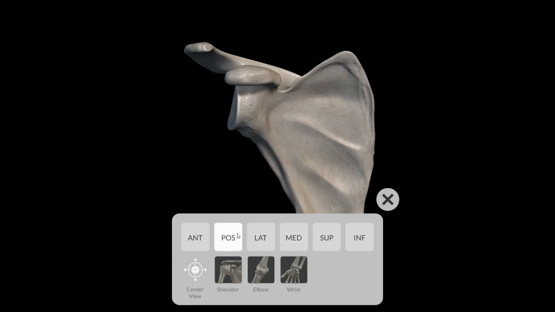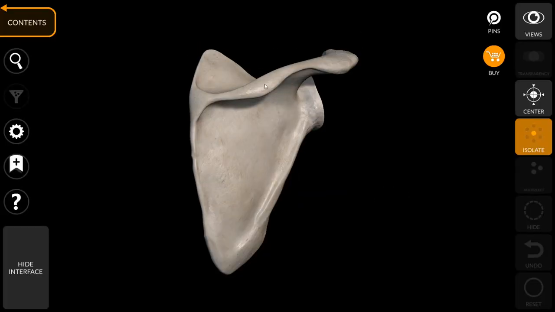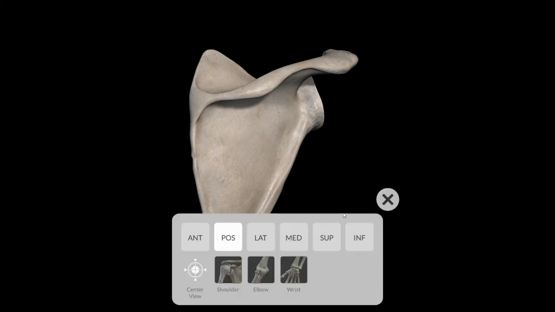Now, if we look at a posterior view of the scapula, you see there's this major ridge right here called the spine of the scapula. That spine of the scapula is continuous with the acromion process. And it's at that point that the scapula is divided into two areas. There's a superior area that's relatively small, and that's called the supraspinous fossa. And there's a much broader area that's inferior to that. It's called the infraspinous fossa.